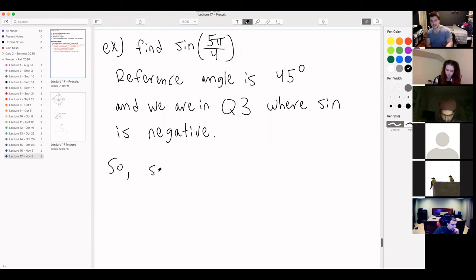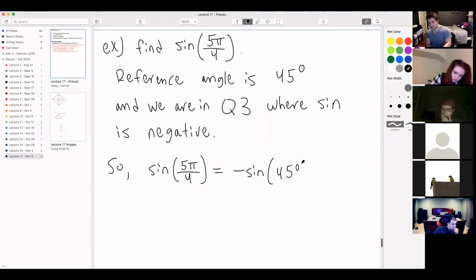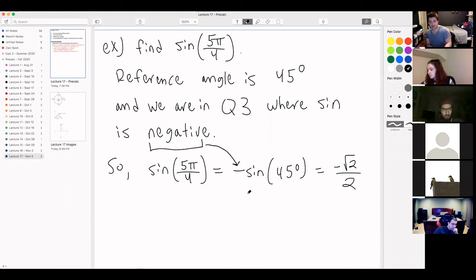So sine of 5 pi over 4 will equal negative sine of 45 degrees, which is negative root 2 over 2. Okay, so where did this negative sign come from? That came precisely because sine is negative in quadrant 3. So I've combined steps 1, 2, and 3 into literally one chain of equal signs. I'm going to do the last two examples in this fashion, just to move a little quicker.